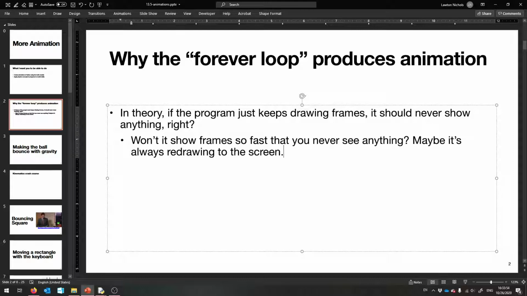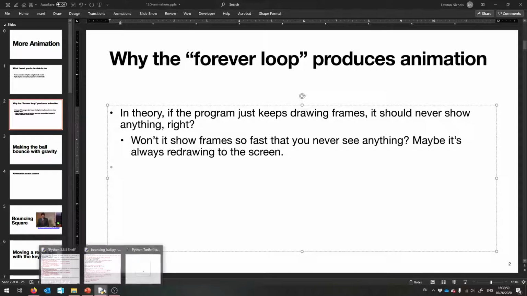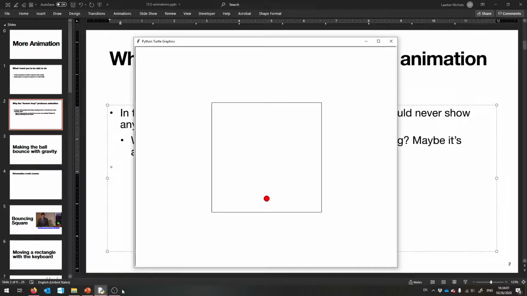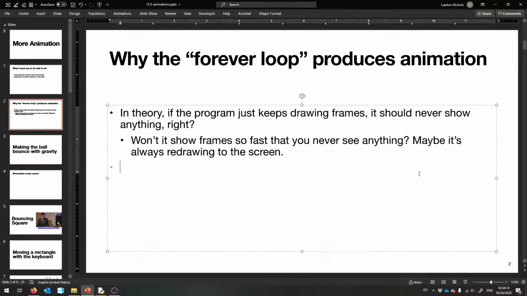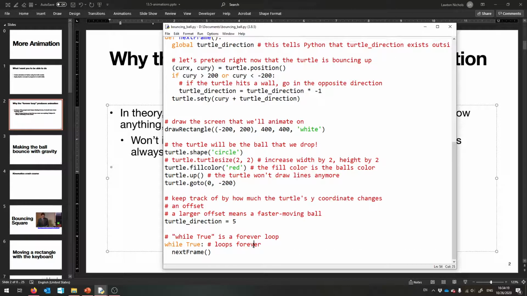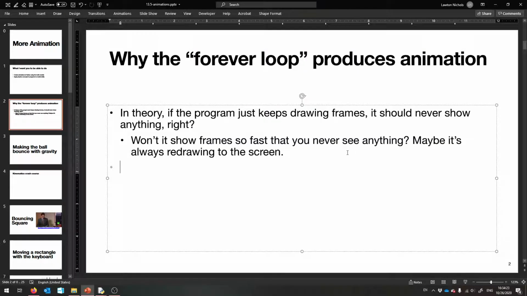And this is where I talk about the fact that, yes, that could be the case. Maybe you have the world's fastest computer, and so it's moving this ball around so rapidly that you don't see it. It's jumping in between places when it draws the screen because your computer can draw these frames super quickly. So that is a possibility.